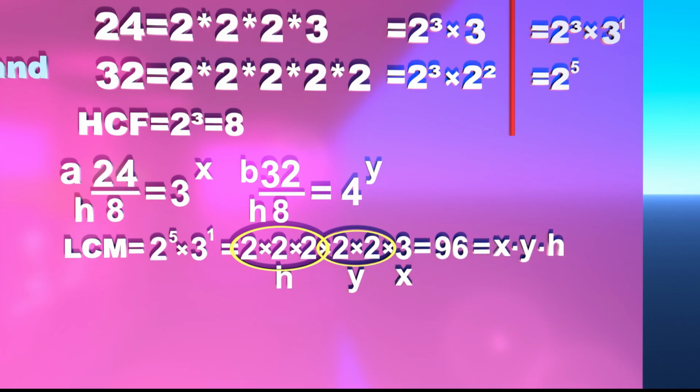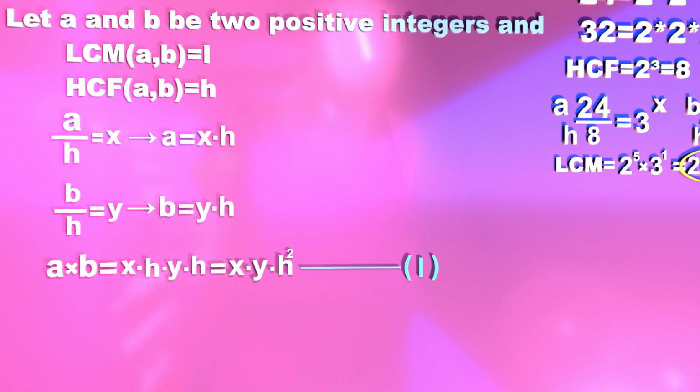Now you can see, we have proved our theorem, because we found LCM, and if we multiply it by HCF means H, we get X into Y into H square. And remember, we just considered X into Y into H square as equation first. You can also see it here.